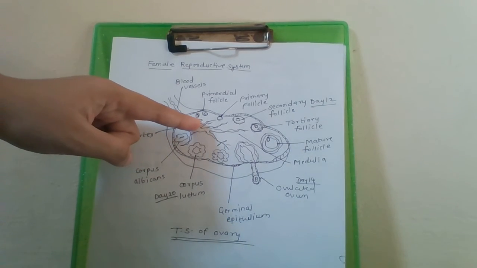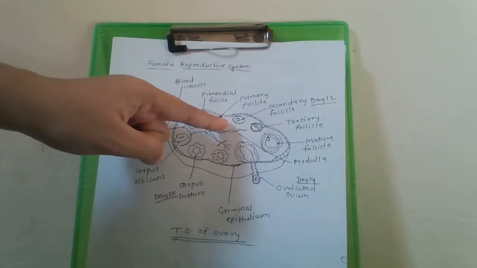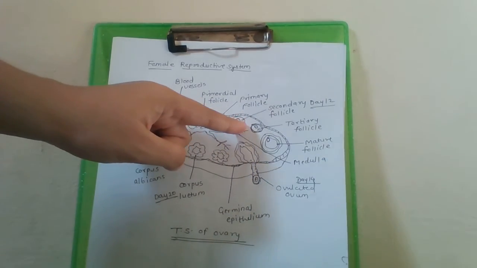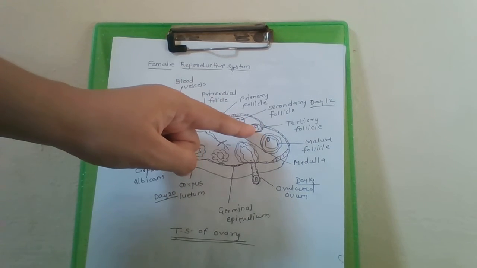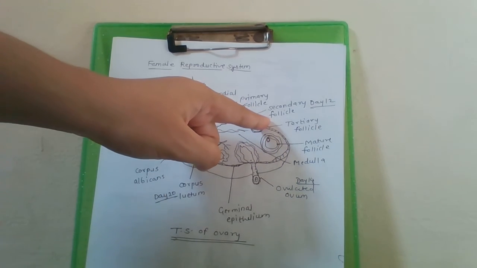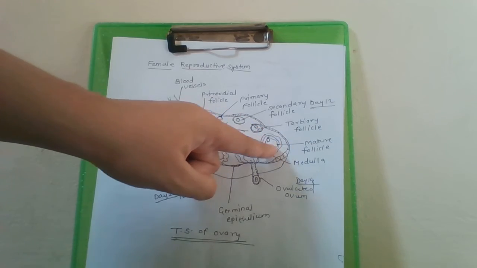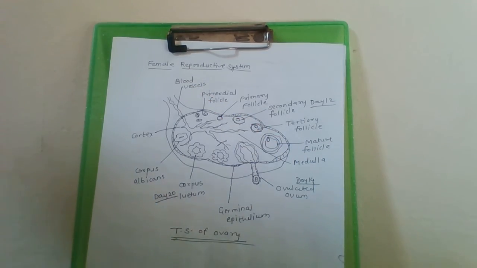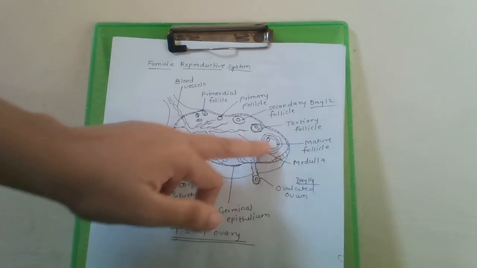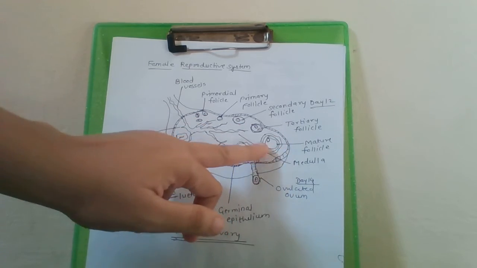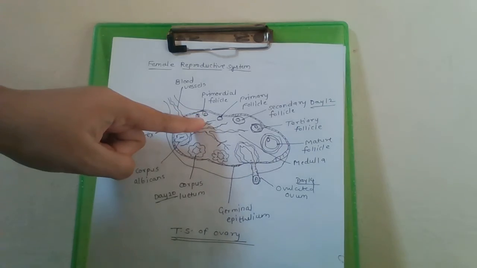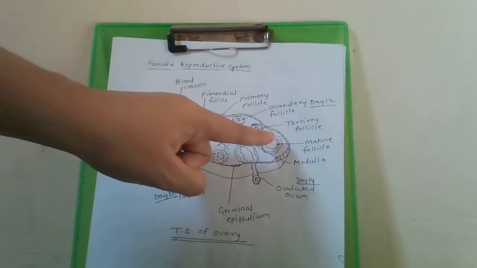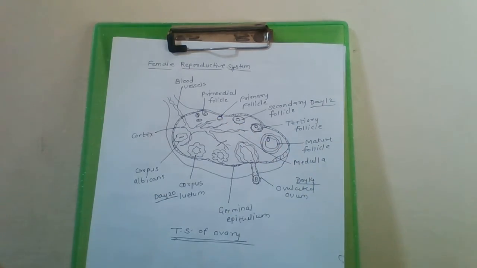Initially the follicle is small in size. Now new covering gets formed over the follicle. This is primary follicle, secondary follicle, tertiary and this is mature follicle. More and more coverings get developed on that follicle. See the initial shape and the mature shape of follicle.